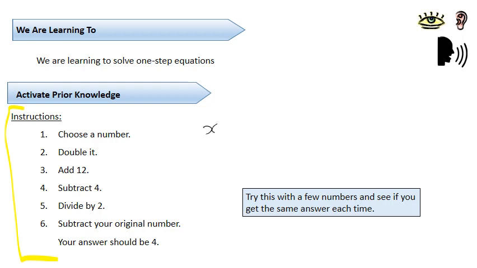I'm going to choose x, make it a variable, because I don't know what the number is yet. I'm going to double it. I'm going to add 12. And I'm going to subtract 4. And I'm going to divide by 2. Now I'm going to subtract my original answer, which was x. Now, the answer you should get is 4.